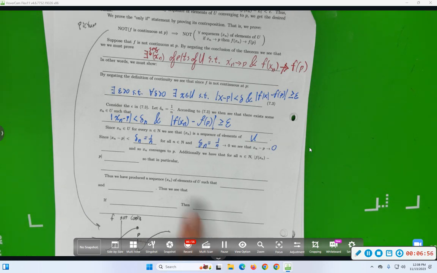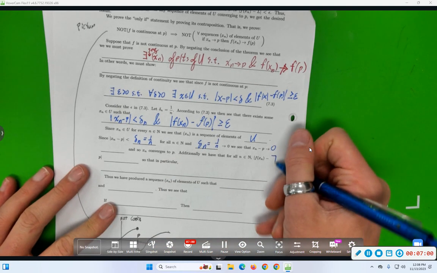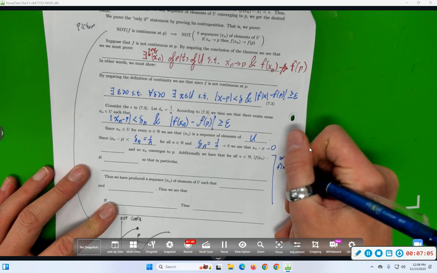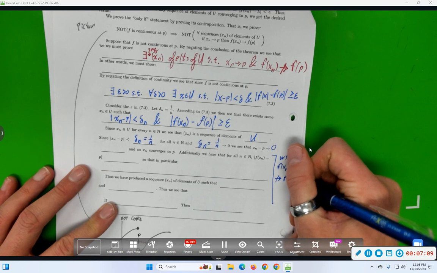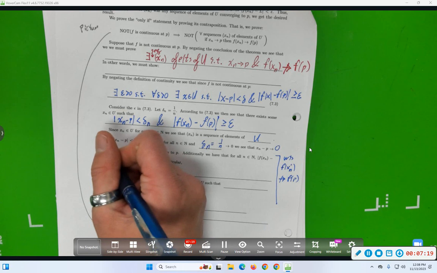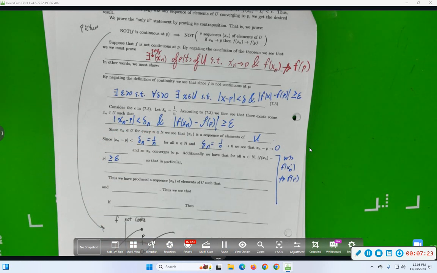All right. Now, we need to show what remains. What do we know right now? We know that the absolute value of f of xn minus f of p is always greater than or equal to this fixed positive number epsilon.